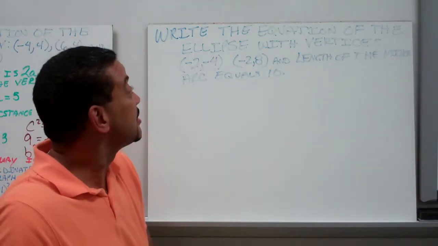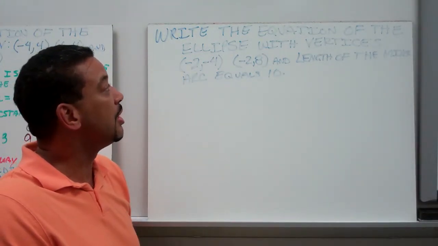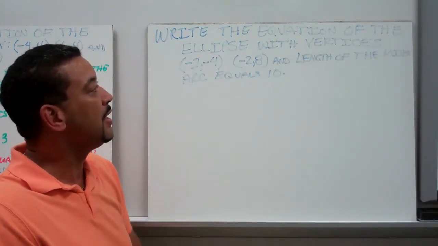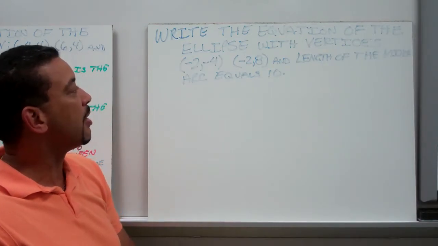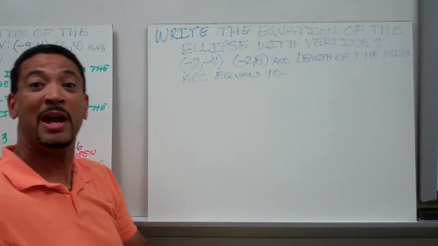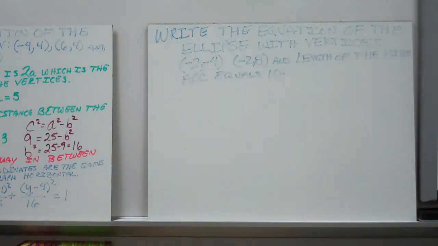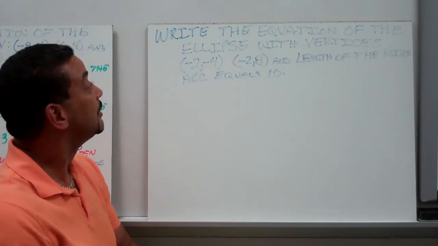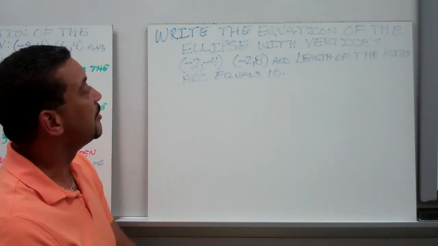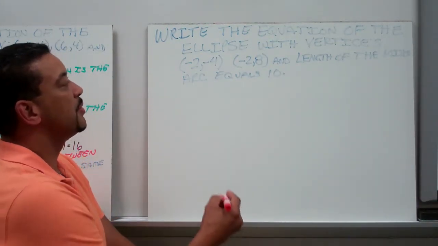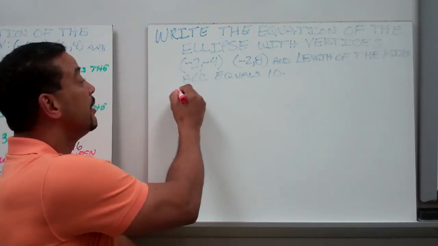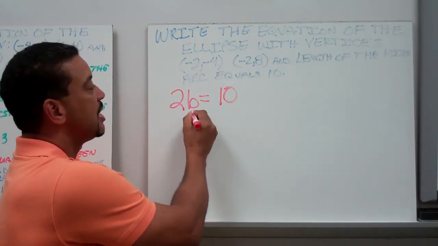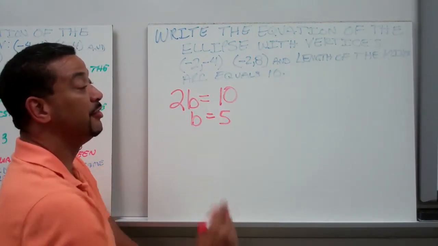And last but not least, we're going to write the equation of the ellipse with vertices at (-2, -4) and (-2, 8), and it has a length of the minor axis equal to 10. All right, here we go. Once again, the length of the minor axis is equal to 10. If you remember, that's 2b equal to 10. So that tells me that b is equal to 5.